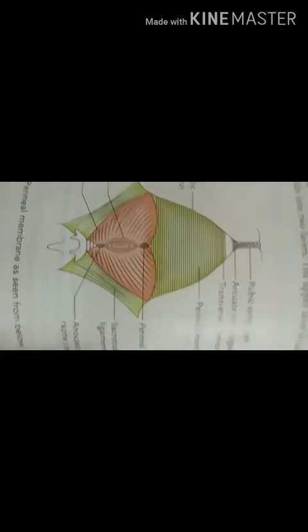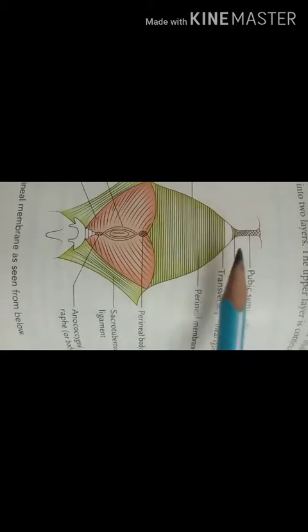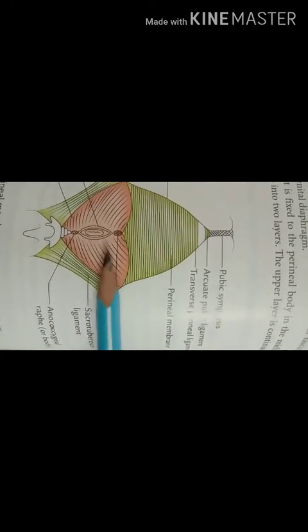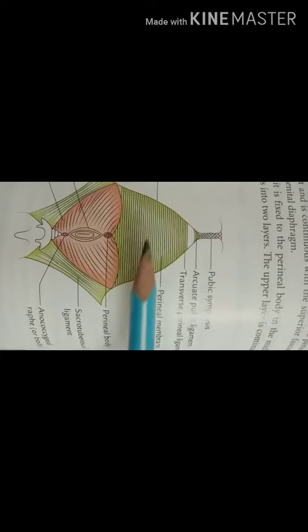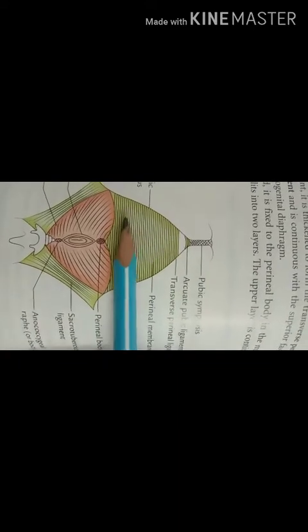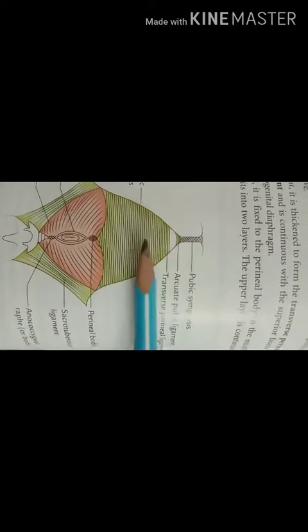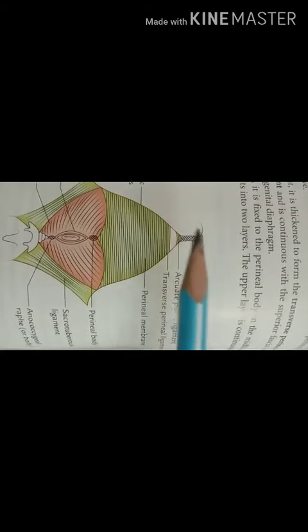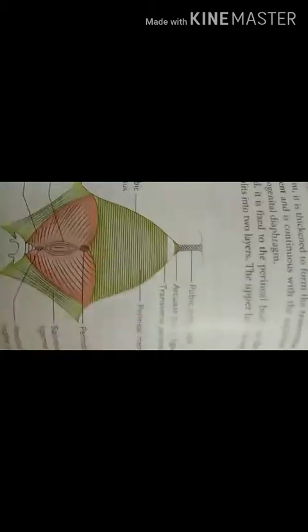Okay. Then again we have to see the perineal membrane. So this is the perineal membrane. It is a very strong triangular membrane or fascial sheet that stretches across the urogenital triangle between the ischiopubic rami at the side, in the interval between the superficial perineal pouch below and the deep perineal pouch above. Okay, so that is the urogenital pouch.